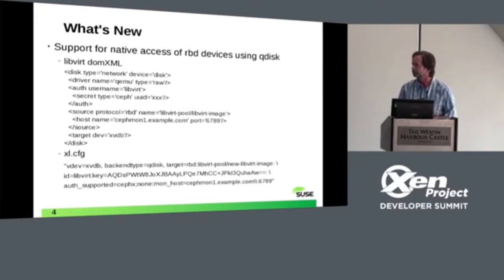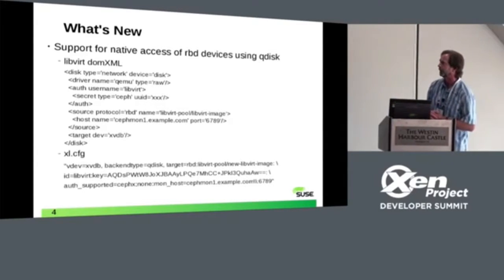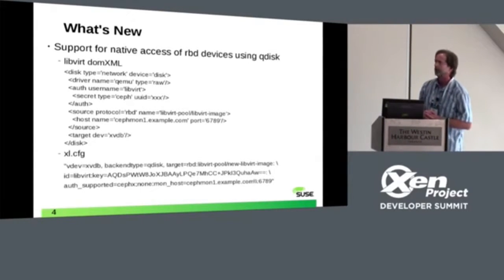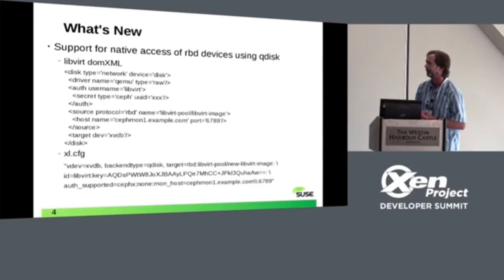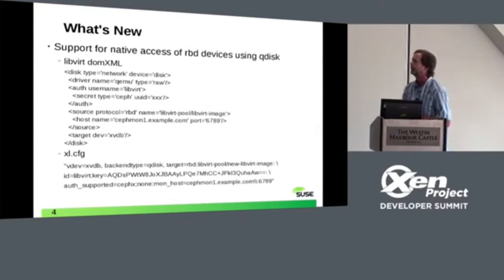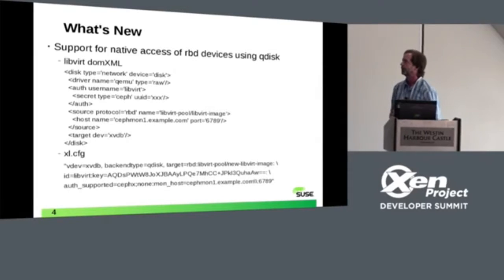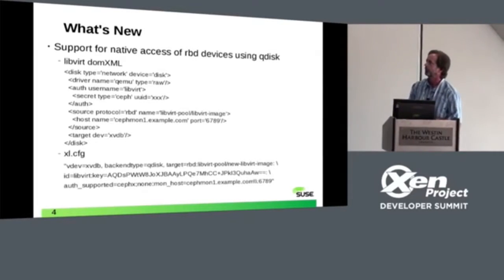So that's pretty cool. And I've given some examples of both the libvirt domXML and the xl.cfg configuration. The libvirt one's a little more expressive. You might notice that auth is supported as well. In xl.cfg, you have to just kind of encode all of this stuff in the target setting of your disks.